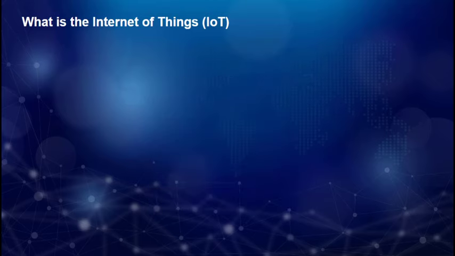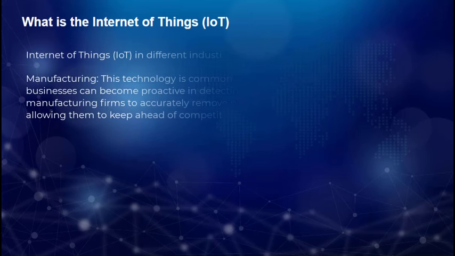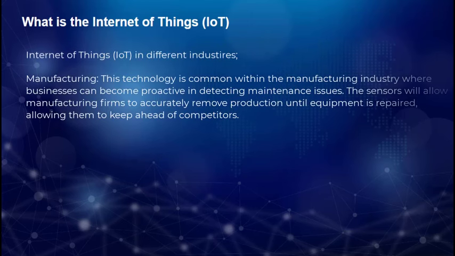If you find yourself within the manufacturing industry, you could use this technology to become proactive and detect maintenance issues before they occur. The sensors within the Internet of Things will allow manufacturing firms to accurately remove production until equipment is repaired, allowing them to continue to meet customer demands and keep ahead of their competitors.